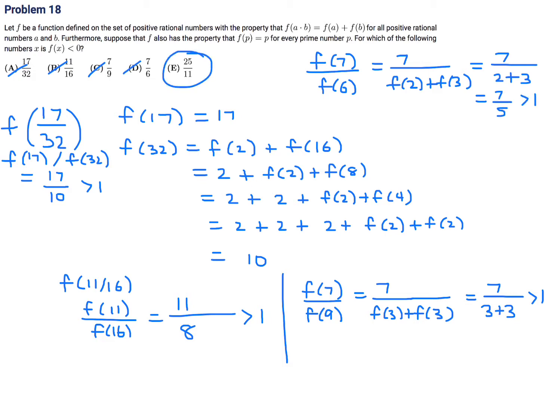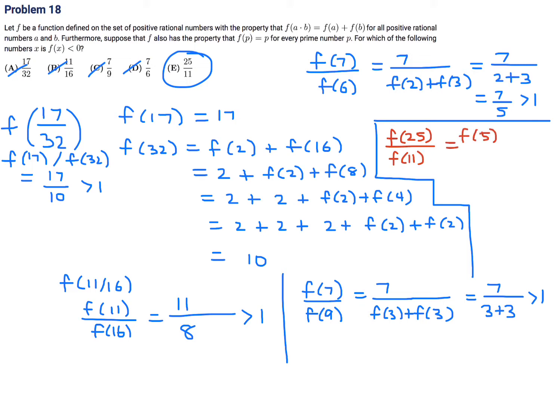Okay, by process of elimination, the answer's got to be E, but let's just do E and see why that is indeed less than 1. F at 25 over f at 11. Well, f at 25 is f at 5 plus f at 5. F at 11 is just 11 because that's a prime. And f at 5 is 5 because 5 is a prime. So we have 5 plus 5 over 11, which is 10 over 11. And finally, that's less than 1. So number 18, the answer is E.